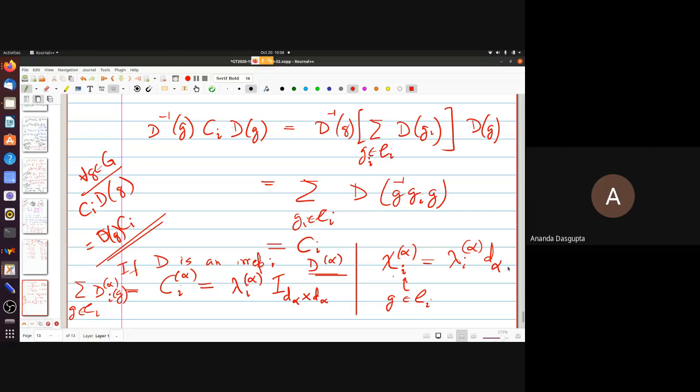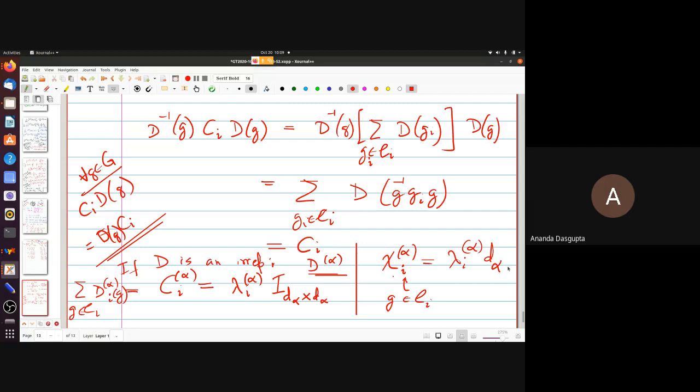It is a trace of the representation matrices, right? Yes. Okay. So the right hand side of this expression has a trace, which is of course lambda I alpha d alpha. You're right about that. Lambda I alpha is just a number. It's a multiplying number, and identity of course has a trace of d alpha. So you have lambda I alpha d alpha.